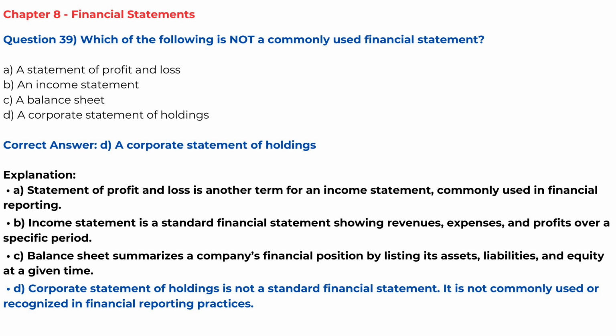Question 39. Which of the following is not a commonly used financial statement? Correct answer: D. A corporate statement of holdings. Explanation: A. Statement of profit and loss is another term for an income statement, commonly used in financial reporting. B. Income statement is a standard financial statement showing revenues, expenses, and profits over a specific period.